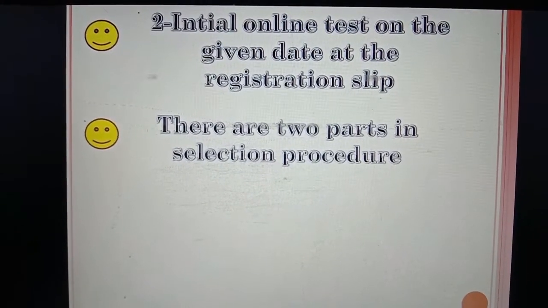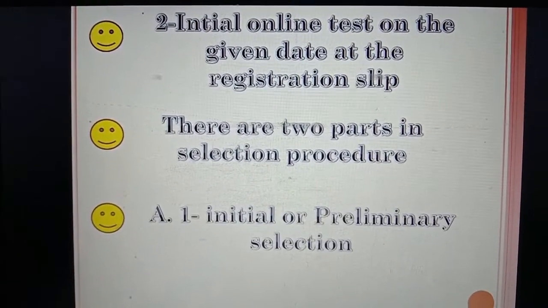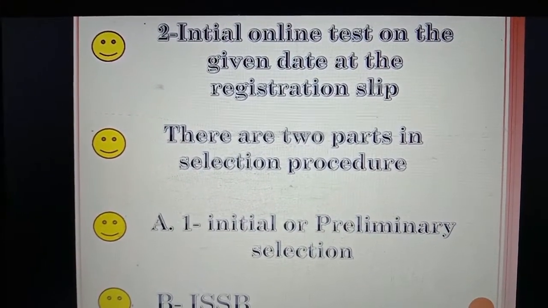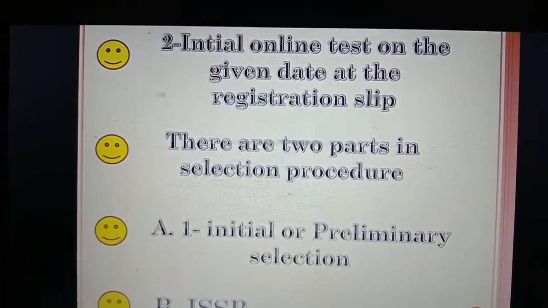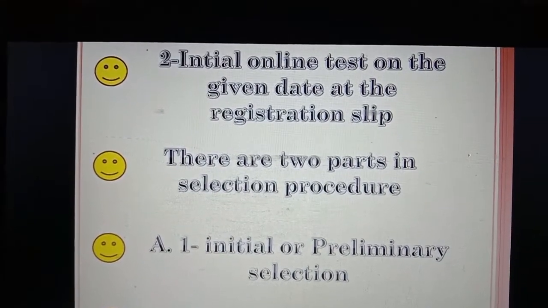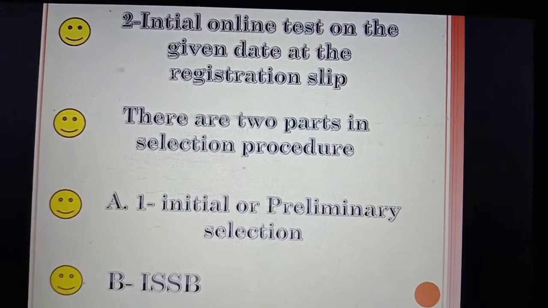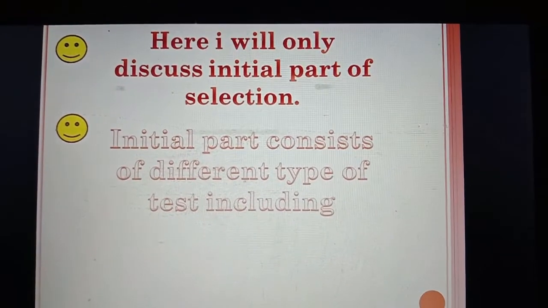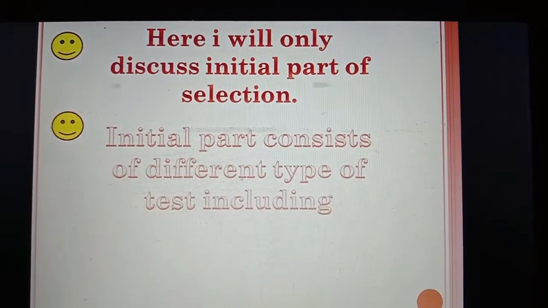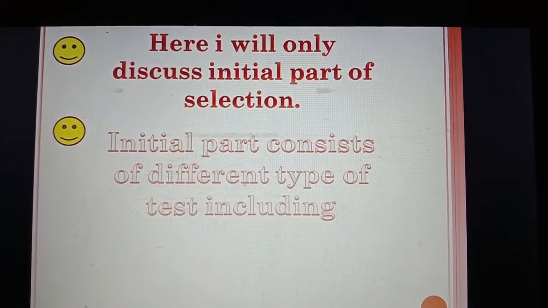There are two parts in the selection procedure. Number 1, initial or preliminary selection, and number 2, ISSB. Yes, gentlemen, a person who is willing to join Pakistan Army has to complete two procedures: number 1, initial preliminary test, and number 2, ISSB. A person who completes this initial test is shortlisted for ISSB. Here I will only discuss the initial part of selection. In this video, I will share some knowledge about the initial parts of selection.